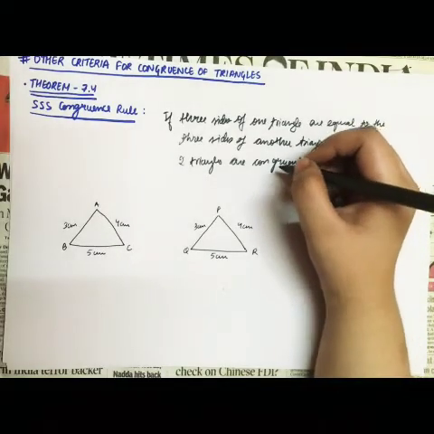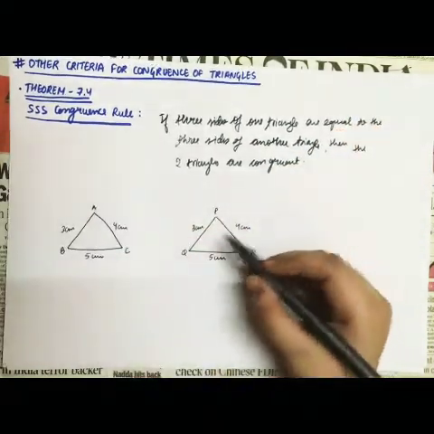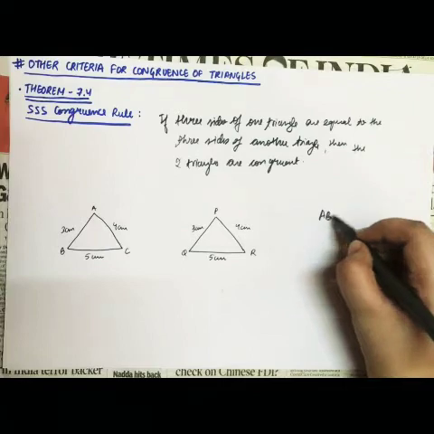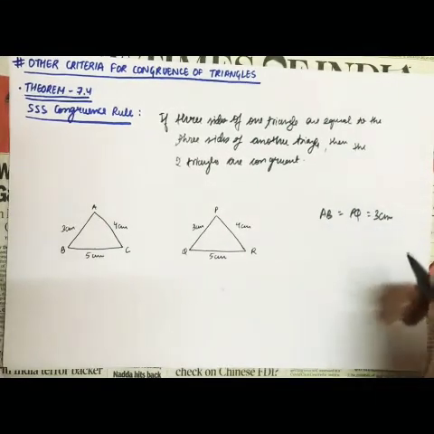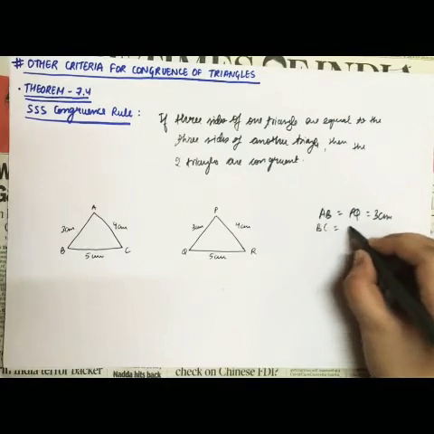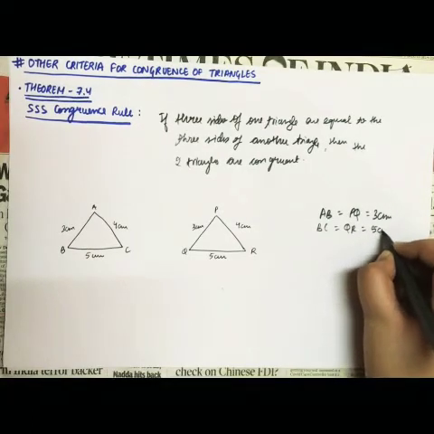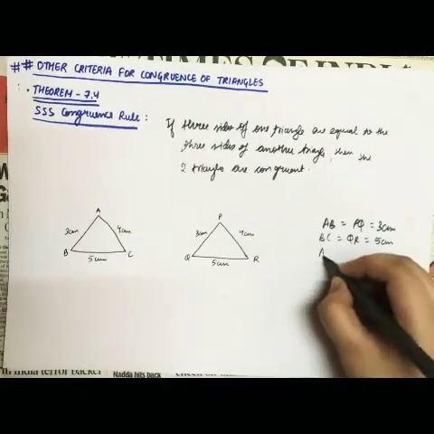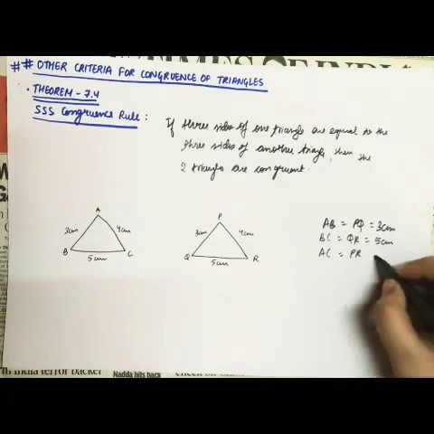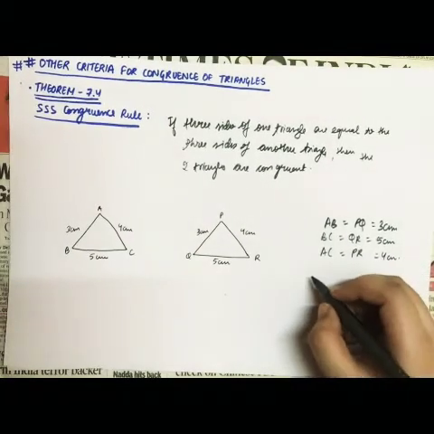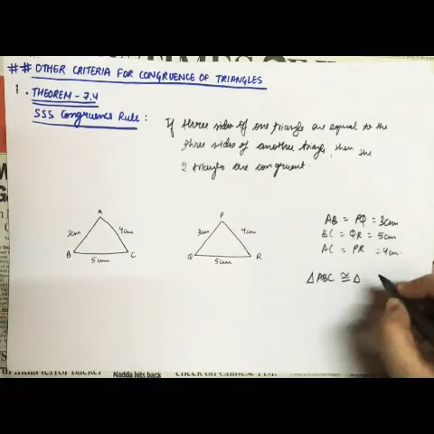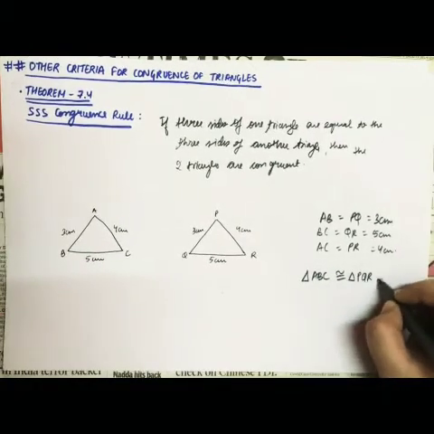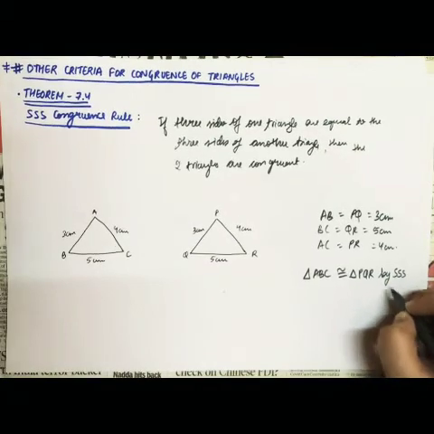So in this we can see that in triangle ABC and PQR, AB is equal to PQ is equal to 3 centimeter, BC is equal to QR is equal to 5 centimeter, AC is equal to PR is equal to 4 centimeter. So we can say that triangle ABC is congruent to triangle PQR by SSS rule.